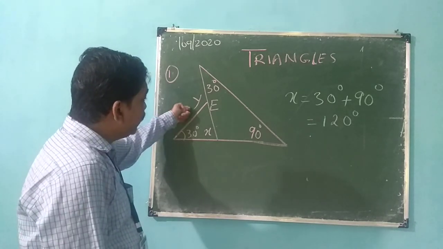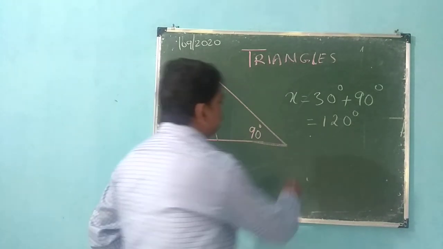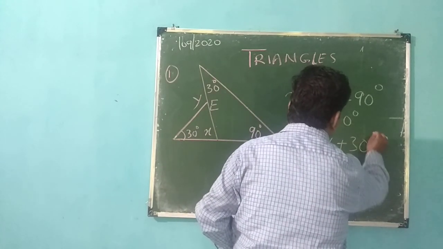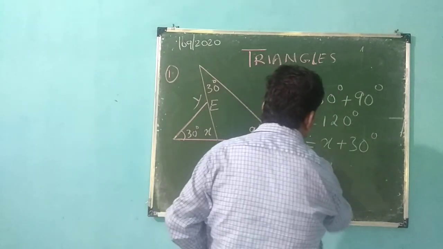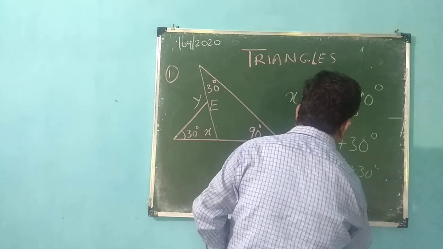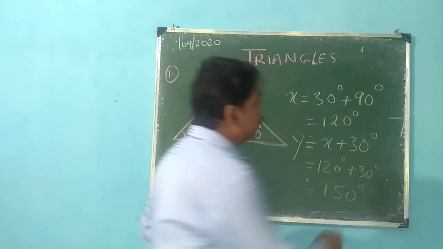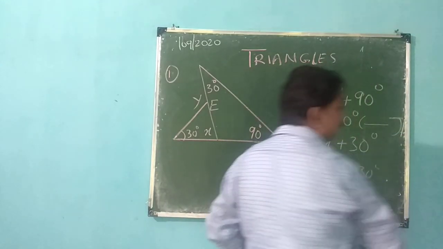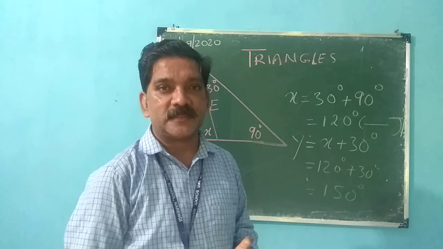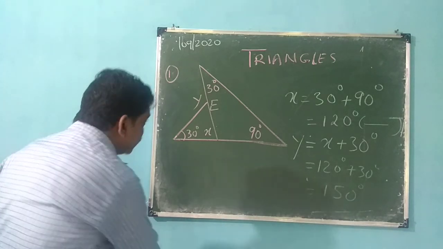How to find out the value of y? Again, I can easily say that y is an exterior angle for this triangle. So I can say that y is equal to x plus 30 degree. And what is the value of x? The value of x is 120 degree plus 30 degree. So the answer is 150 degree. Clear? So when you write like this, please give the reason. What is the reason? The reason is the exterior angle is equal to the sum of two interior angles. Correct?